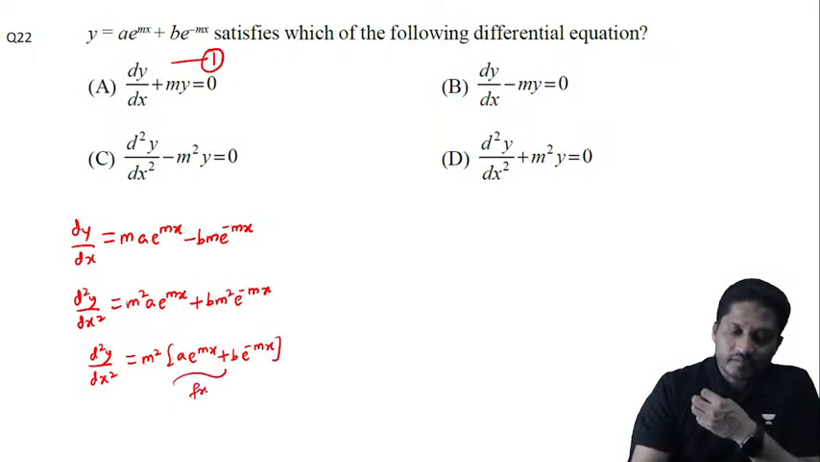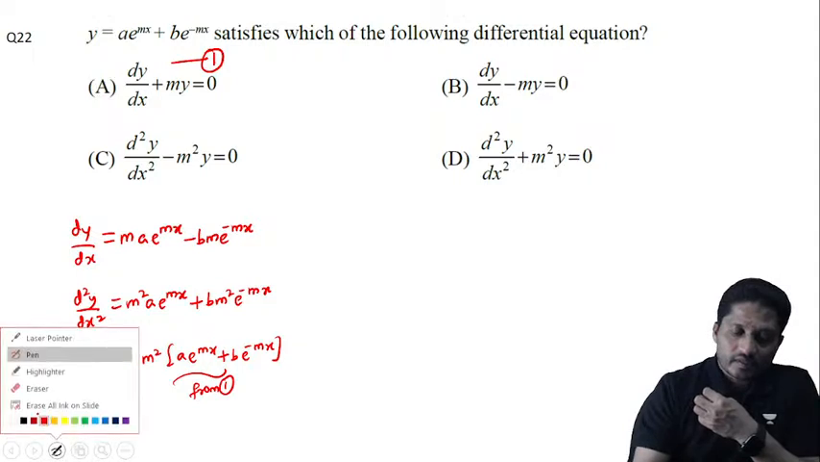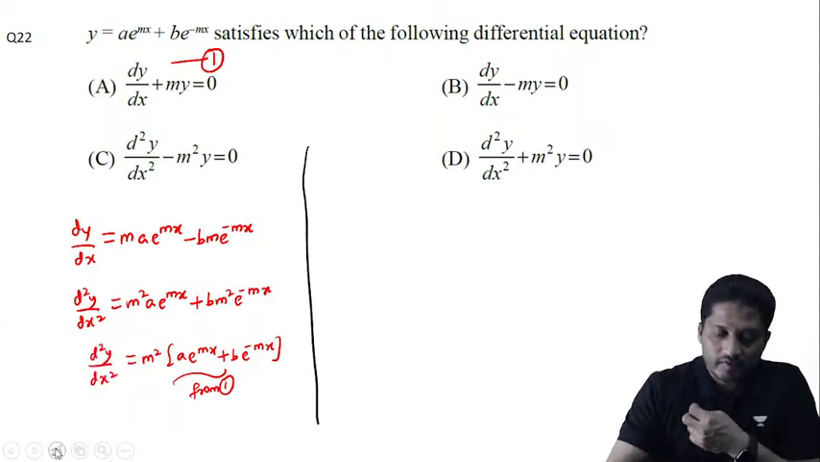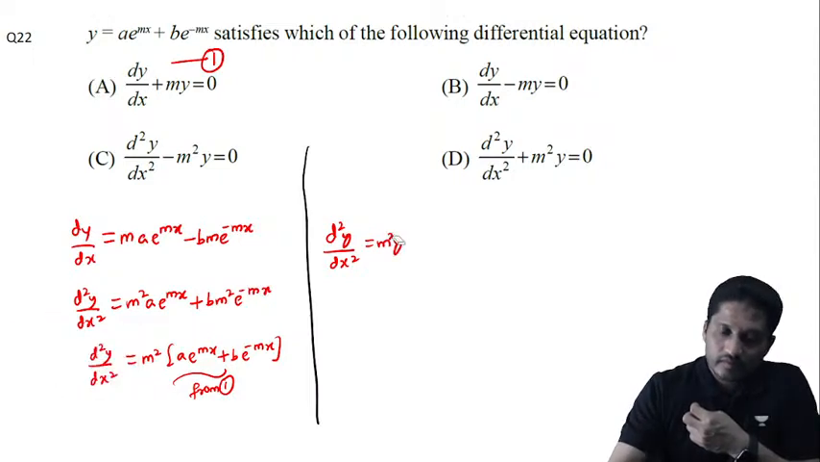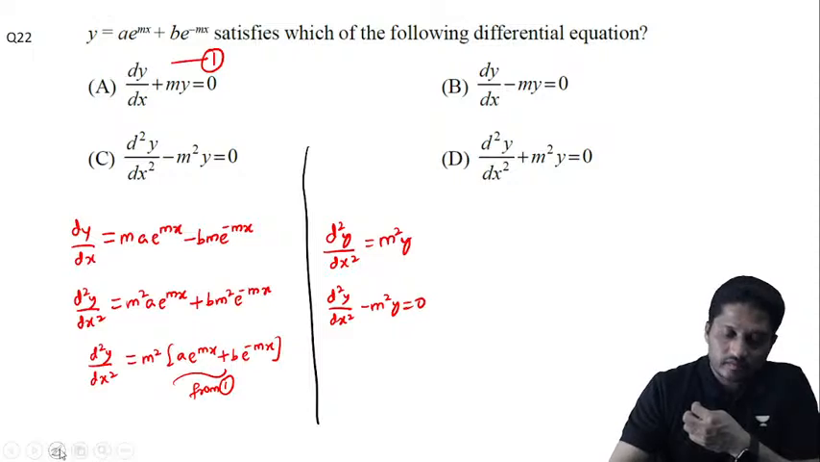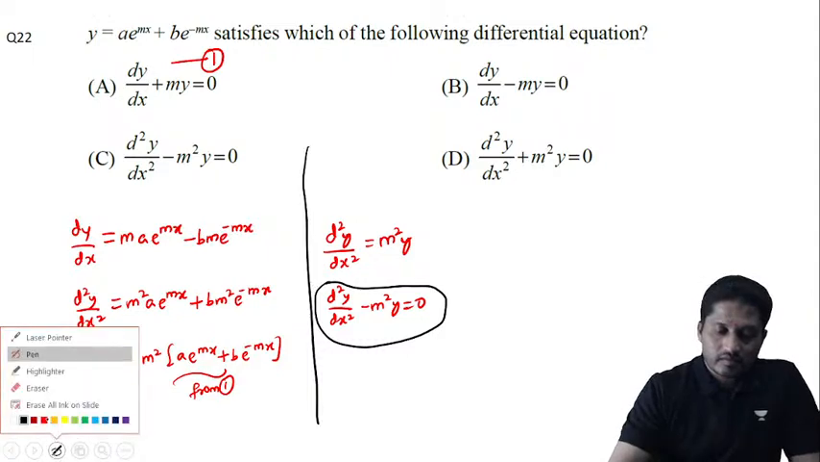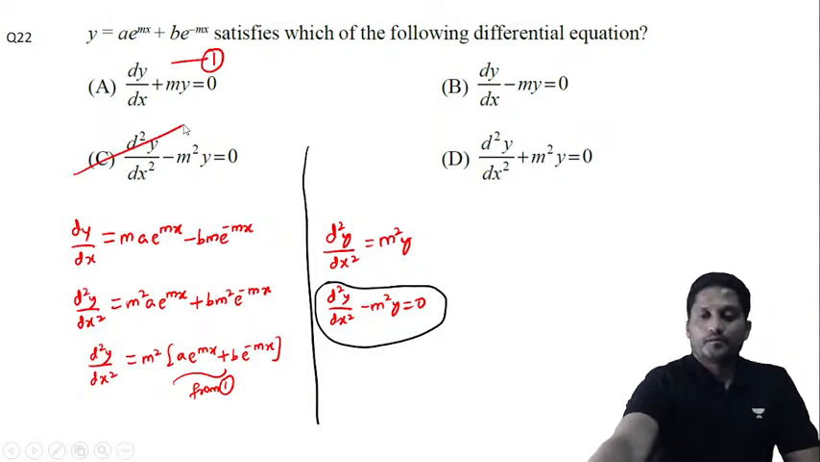From equation 1, if I substitute, you get d square y by dx square is equal to m square into y. If I shift it to the left side, d square y by dx square minus m square y is equal to 0. Okay, answer is option C.